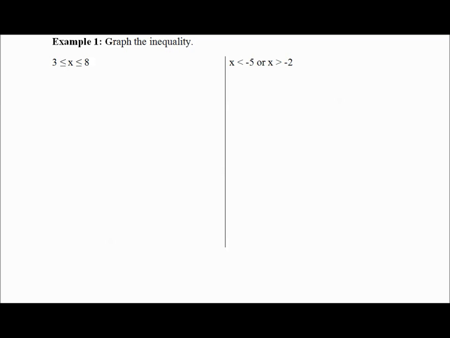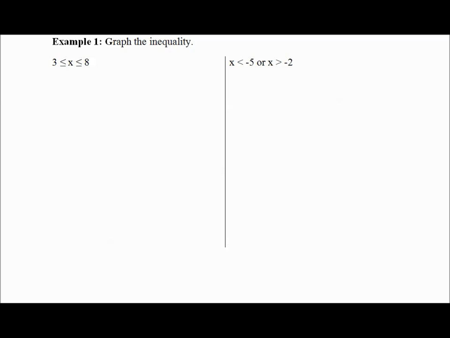Now if you have my notes sitting in front of you, you can see examples of what the graph should look like after you've solved the inequalities. For our first example, we're not going to solve. These have already been solved for us. We're just going to draw the graph, and then on our next example, we'll get started solving.